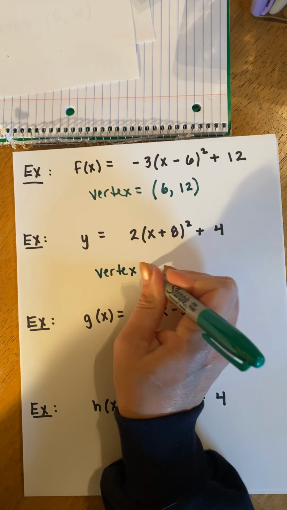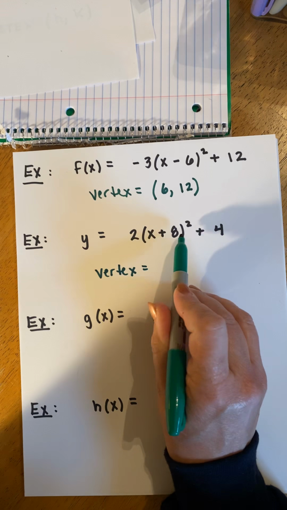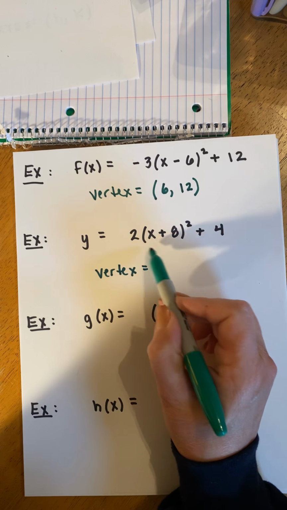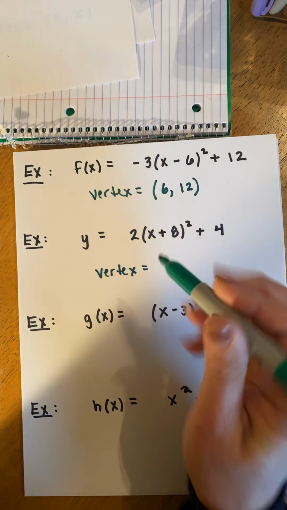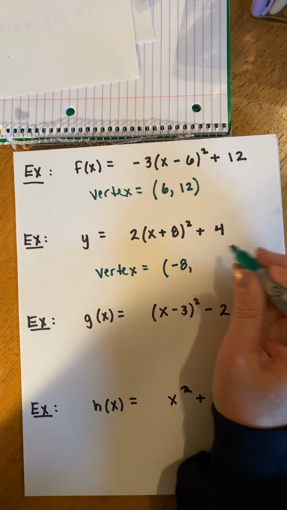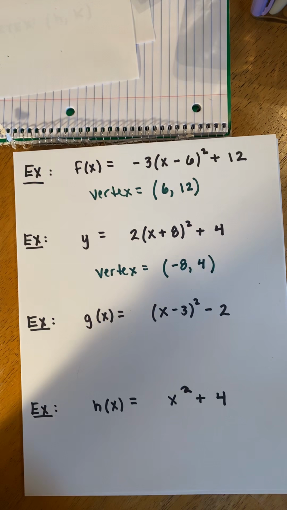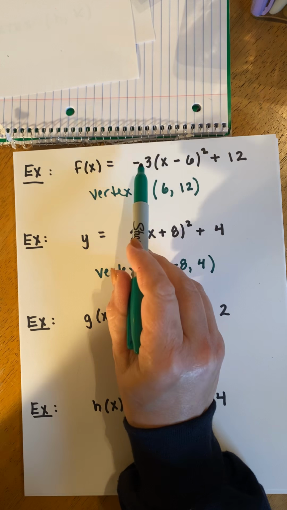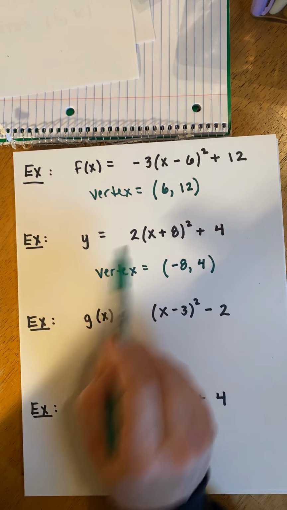So the next example, 2 times quantity (x plus 8) squared plus 4. Well, the x-coordinate of the vertex is going to be what's inside with the x, but change the sign. So negative 8, and then the y-coordinate is what is dangling on the outside. The leading coefficient is still this number out front, so the a value would be negative 3. Here, a would be 2.